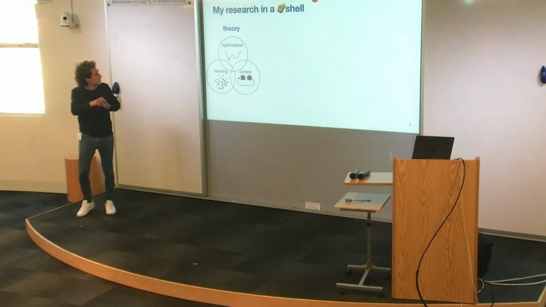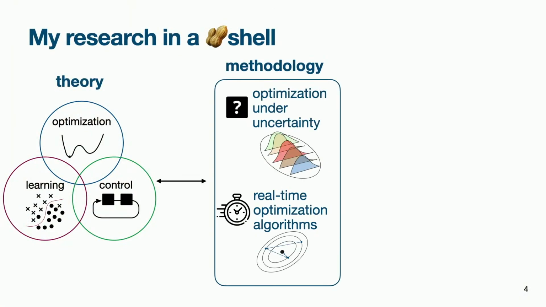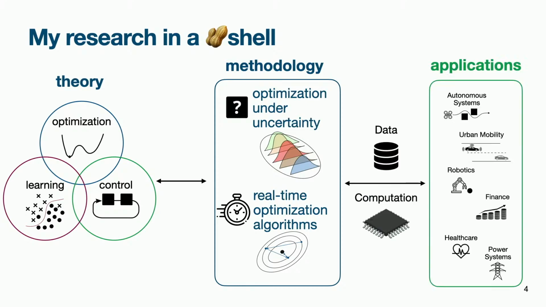So in my group, we try to combine techniques from the areas of optimization, learning, and control to tackle these two issues, primarily building formulations that give us solutions that satisfy operational constraints with high probability under uncertainty, and then optimization algorithms that are guaranteed to return high quality solutions in real time. And the idea is always to connect them to applications, including some of the ones that I mentioned before, from autonomous systems to power systems and healthcare, using data and computations. And I always like to build software tools that try to do that, especially open source ones.